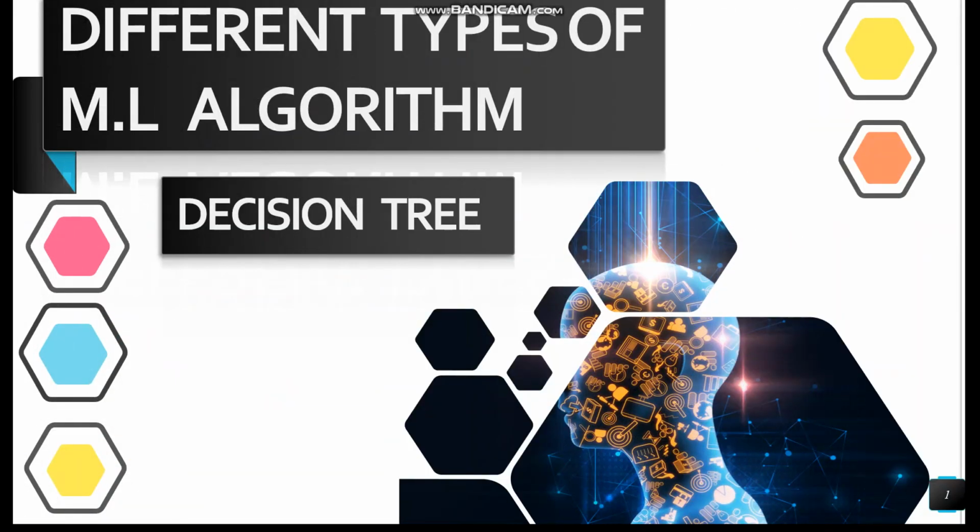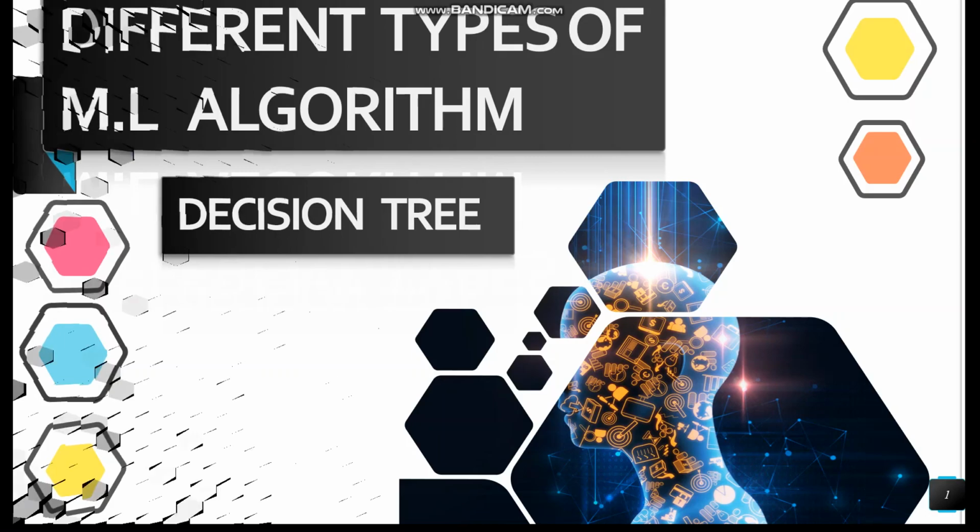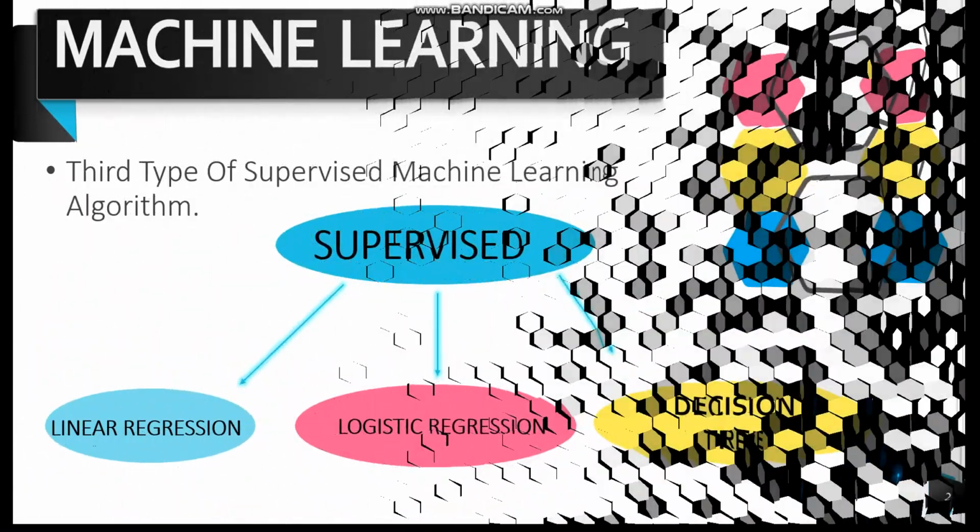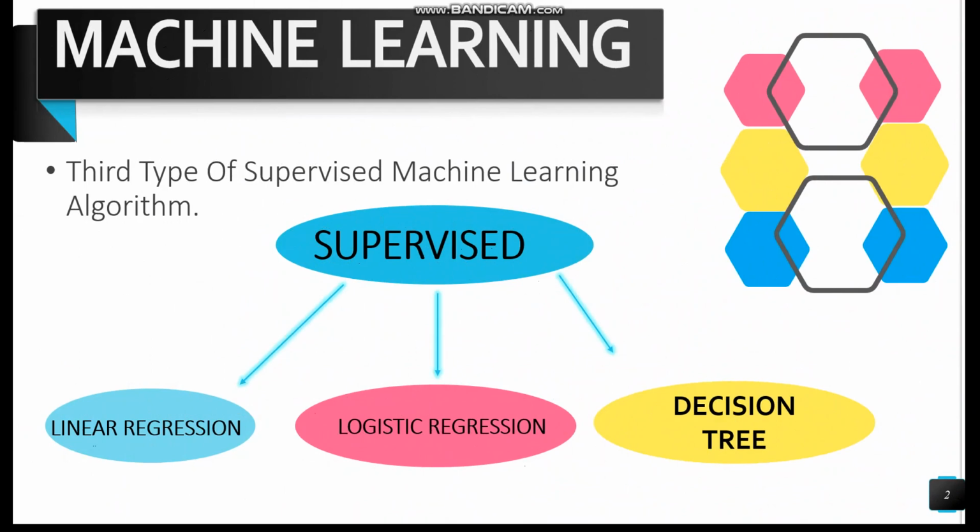I welcome you to this session on machine learning, which is a part of artificial intelligence. In this lecture, we are going to discuss the third type of supervised learning algorithm, that is decision tree. Decision tree is one of the most simple algorithms.